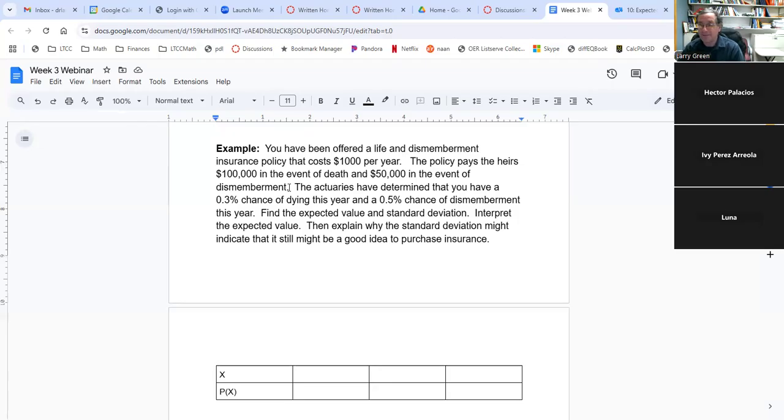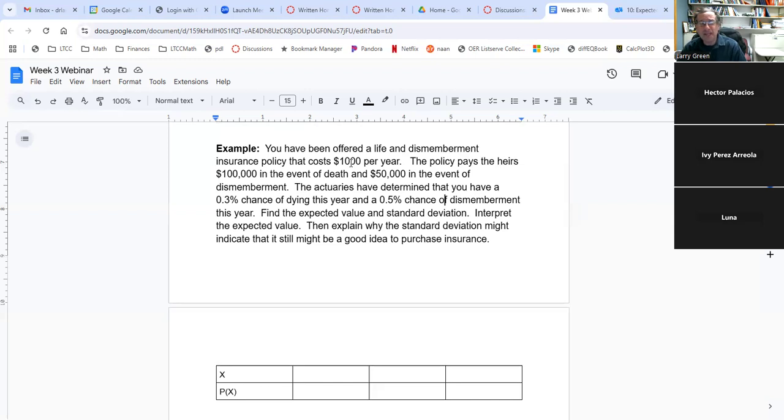Okay. The actuaries, people who do this calculation, have determined that you have a 0.3% chance of dying this year. Just a very small percent chance, but it can happen. And a 0.5% chance of dismemberment. And let's find the expected value and standard deviation and do all the work.